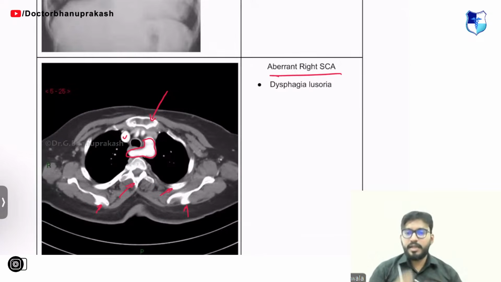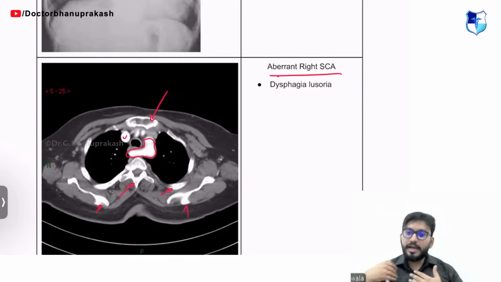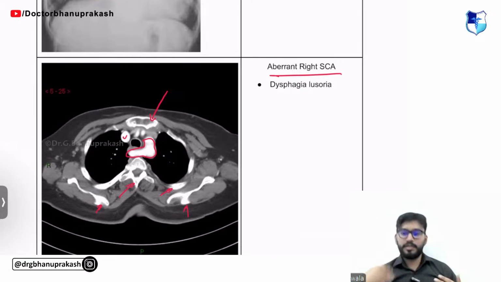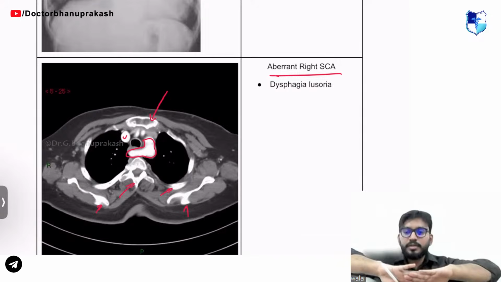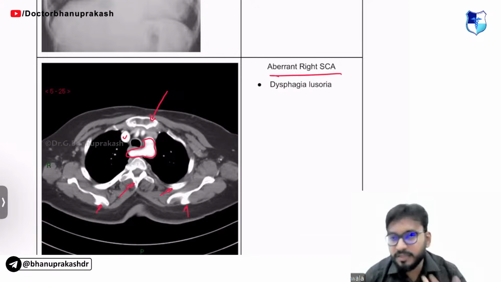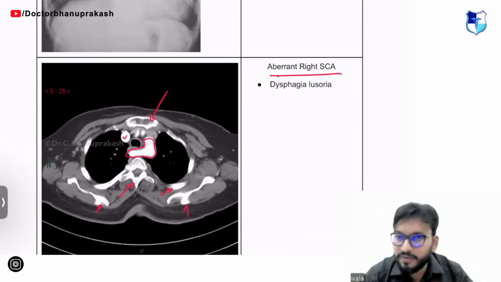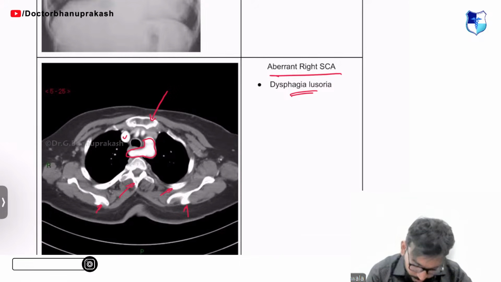What happens, guys, is that the right subclavian artery usually arises from the brachiocephalic trunk on the right, which gives rise to your common carotid and right subclavian. But here the right subclavian comes from the left side and passes behind the esophagus and comes to the right. When it compresses the esophagus, the person has difficulty eating and swallowing, called dysphagia. The specific term is dysphagia lusoria.